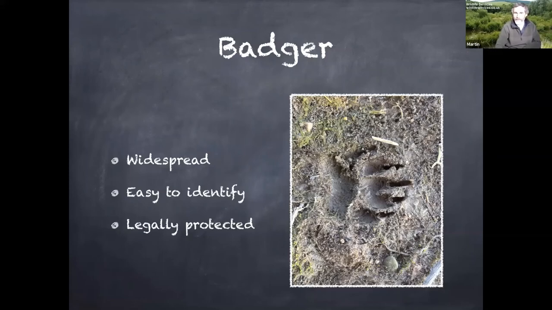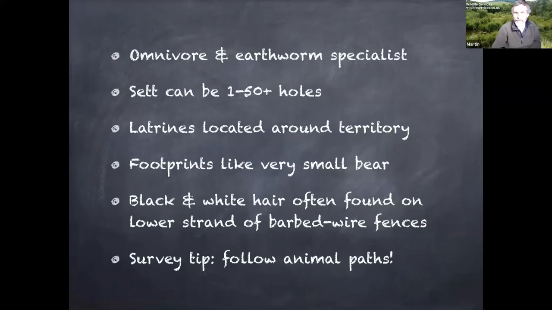Legally protected animal. It's an omnivore and an earthworm specialist, so it basically specializes in earthworms, but it will eat a huge range of different things. Found in sets, which can be just one hole with multiple badgers in, or just one. You can't tell how many badgers are in a set by the number of holes. They can be very big, these sets. I found one in North Wales with 75 holes once, which is quite impressive.